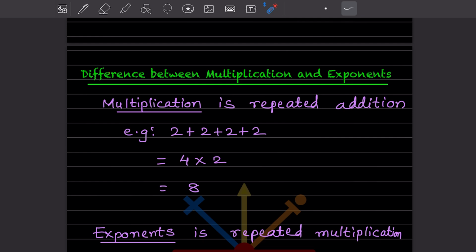So what is the difference between multiplication and exponents? Many times this is a confusion. So multiplication is actually repeated addition. Suppose we take 2 plus 2, repeated addition means any number that is getting repeated. So if we take here 2 plus 2 plus 2 plus 2, that is 4 times 2, right? So what are we going to do? We are going to write 4 into 2, that is going to be 8.